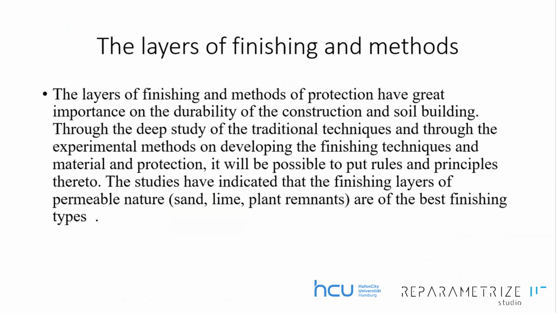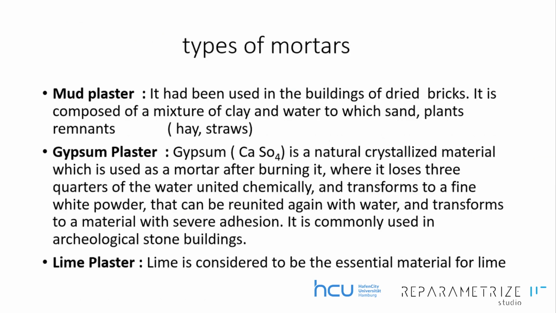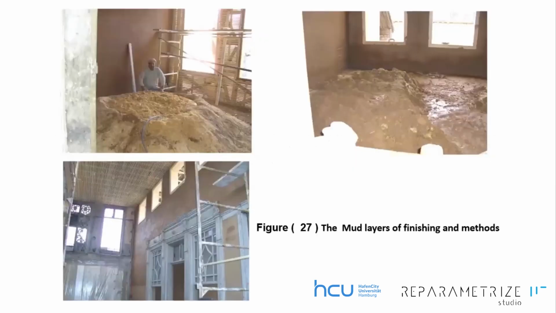Now we go to the layers of finishing and methods. Here, we have 3 types of mortar or plaster: mud plaster, gypsum plaster and lime plaster. And here we can see how we prepare the mud plaster: red soil with ashes or straw mixed with water, and maybe used after 1 week, to make the straw more able to be added to the wall.